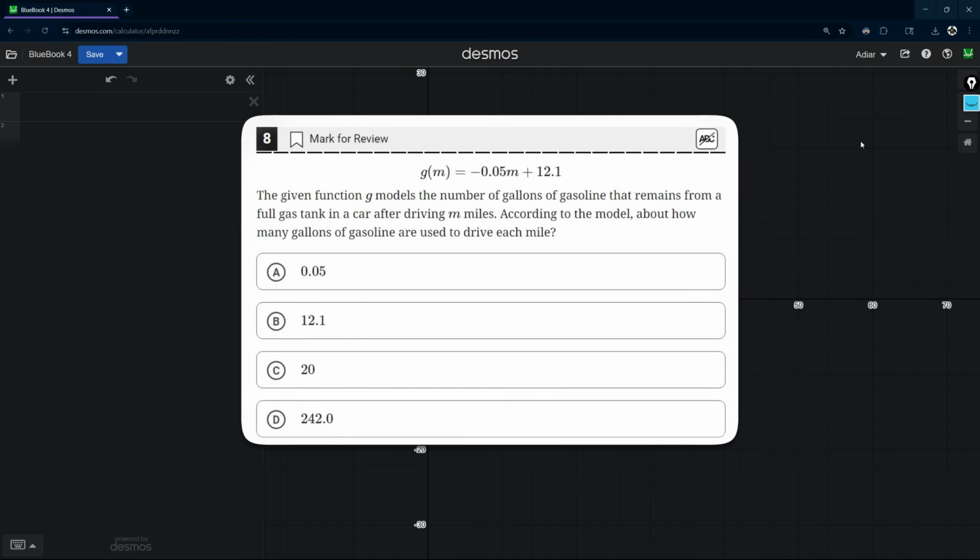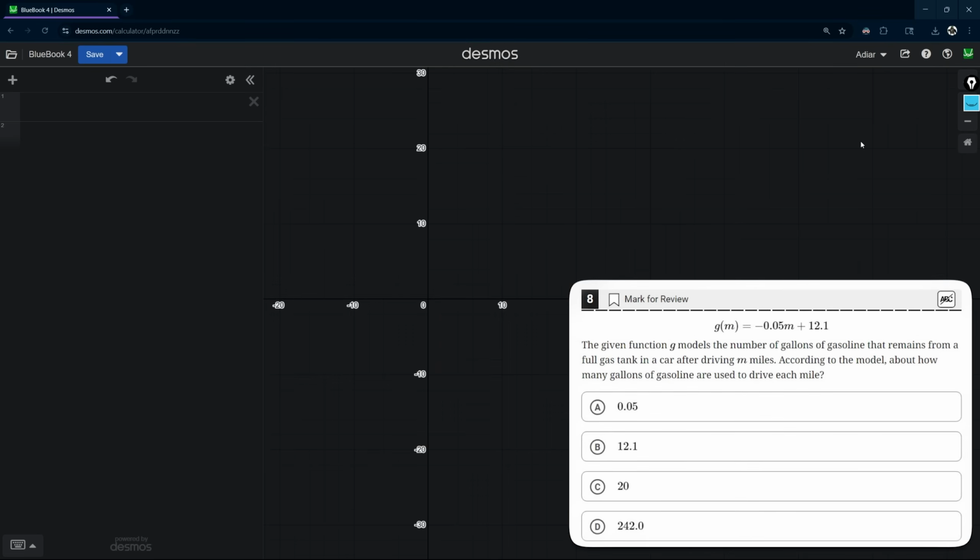Question number 8 says, the given function g models the number of gallons of gasoline that remains from a full tank of gas in a car after traveling m miles. According to the model, how many gallons of gasoline are used to drive each mile? So again, this is not very much a Desmos question or really a mathematics one, to be honest. It's more of just a conceptual problem. So we can graph it if we want, just to maybe get a sense of what the problem looks like, but it's not necessary.